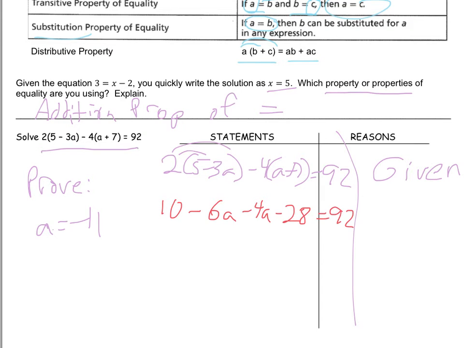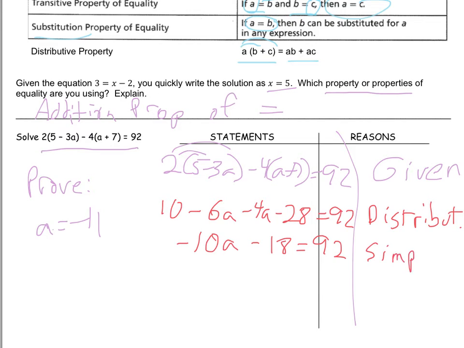Now, what property allows us to make this change? That would be the distributive property. What would we do next if we were solving this? Well, we would combine like terms. We would say negative 6a and negative 4a is negative 10a. 10 minus 28 is negative 18, and that would be equal to 92. Well, what allows us to do that? We didn't really say this, but sometimes we can just write simplify, because we're simplifying that equation.